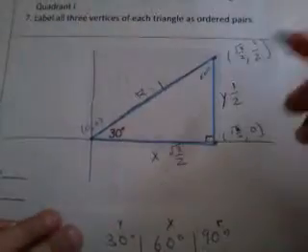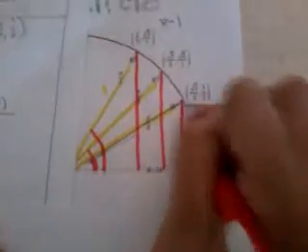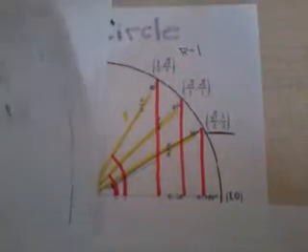If we see this point of the 30 degree, and we look at our unit circle, we see that we have that point in our unit circle. So now, let's look at the next triangle.